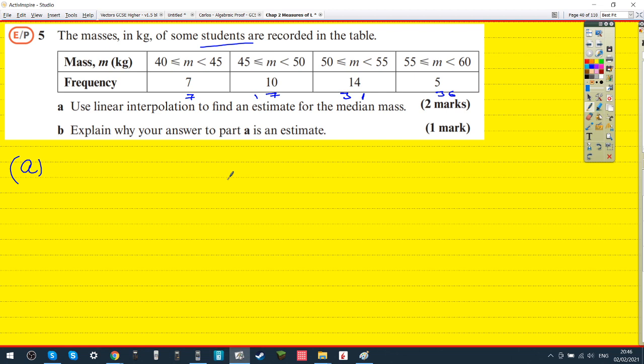You keep saying that. How many students are there? 36 in total. Which student is in the middle, if they're ordered smallest to biggest? Middle student. 36 students. Middle student is student number half of 36. Yep. So it's 18.